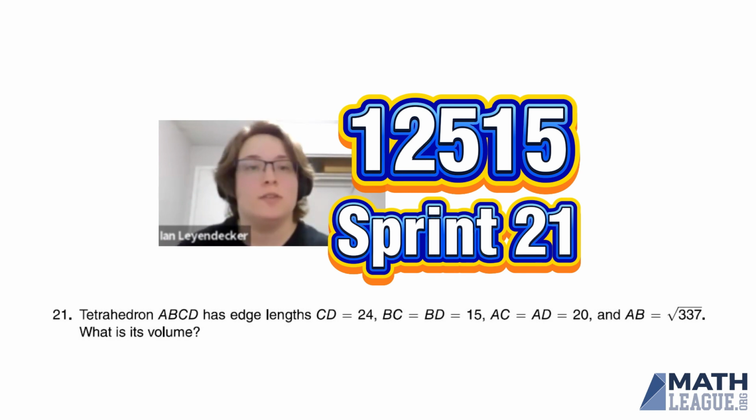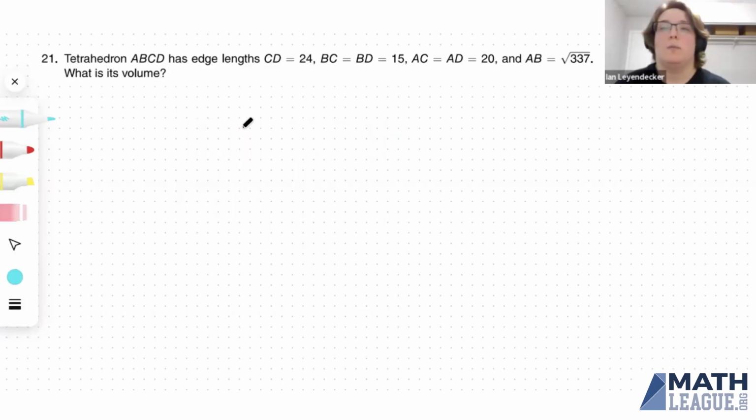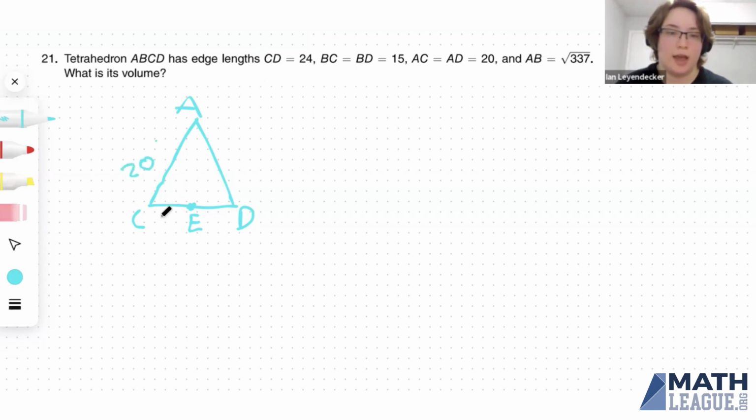So first of all, let's go ahead and start drawing some of these faces. Now, if we draw a triangle ACD, then we know that it's isosceles because AC is equal to AD. Then let's go ahead and let the midpoint of CD be E. Then AC is 20, and CE is half of 24, or 12.